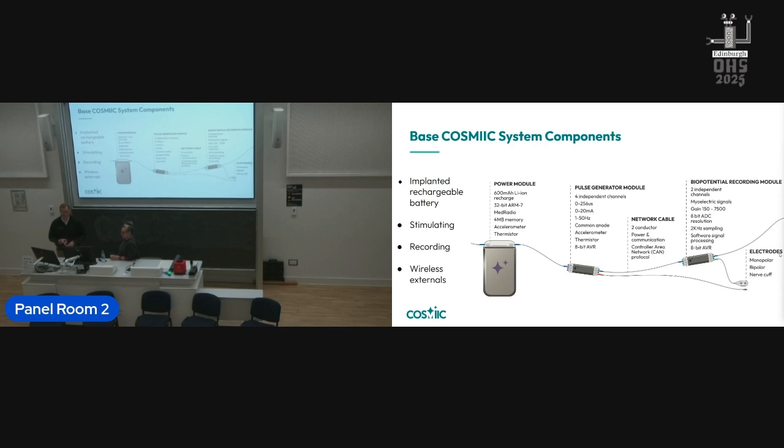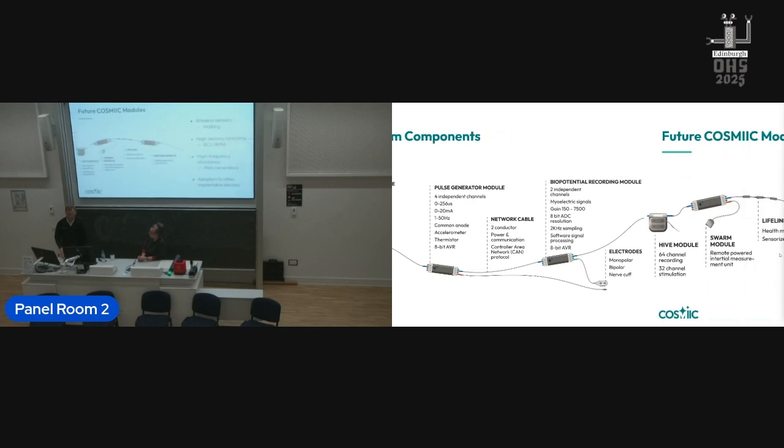What our base technological system looks like is a set of modules that have different functions and can be daisy chained together to reduce or add back function across the entire body. There's what we call the power module, which is an implanted battery, includes processing and network control to the other modules. Then we can stimulate and record through the other modules. This is a fully implanted system, and we communicate with it externally through a different set of wireless components.